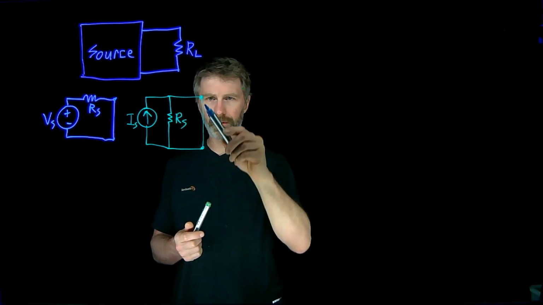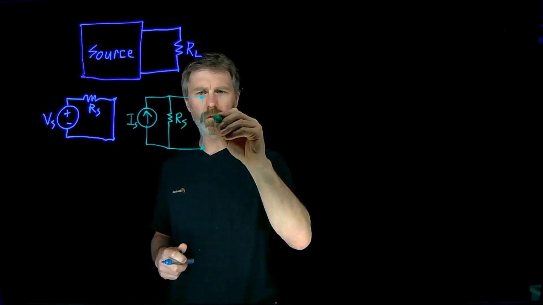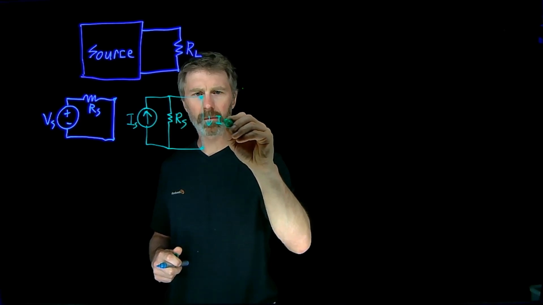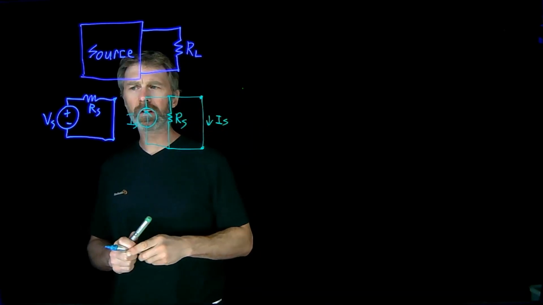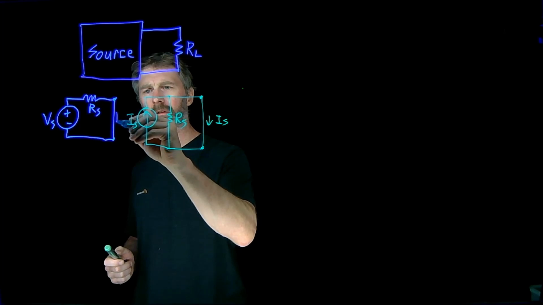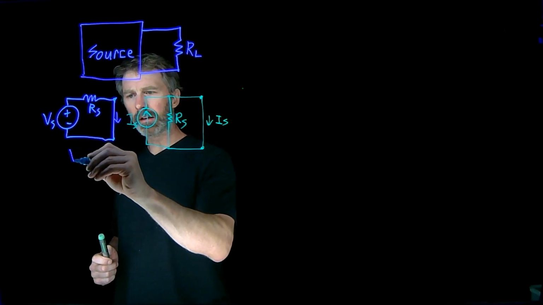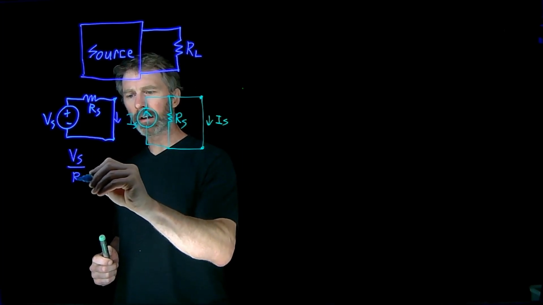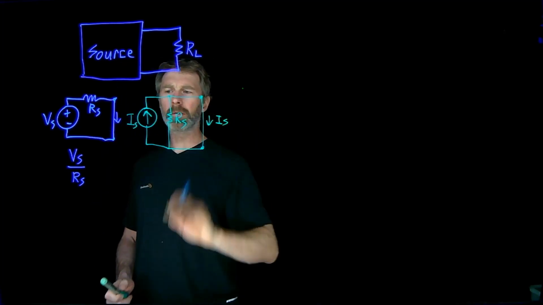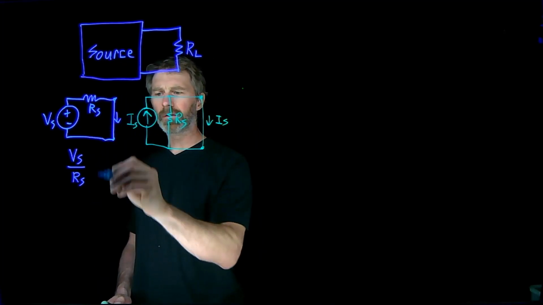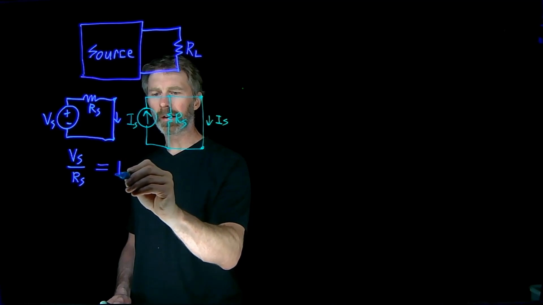Then if we have a short, what's going through here will be Is. And what's going through here on the voltage source is Vs over Rs. So for these two to be equivalent in the short circuit case, Vs over Rs should be equal to Is.